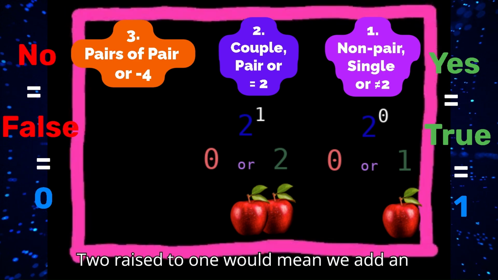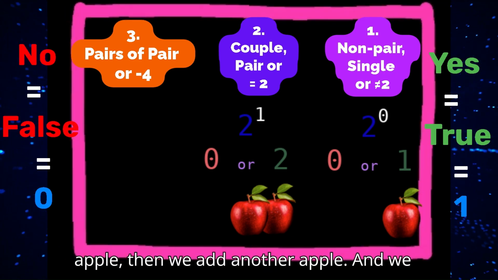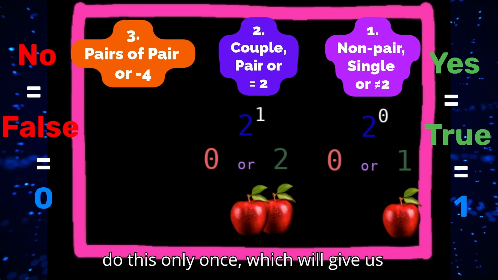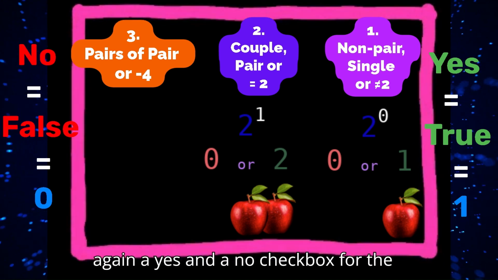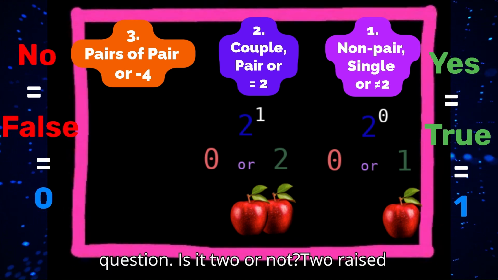2 raised to 1 would mean we add an apple, then we add another apple, and we do this only once, which will give us again a yes and a no checkbox for the question. Is it 2 or not?